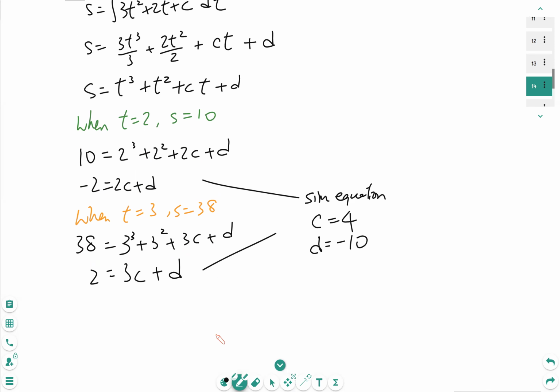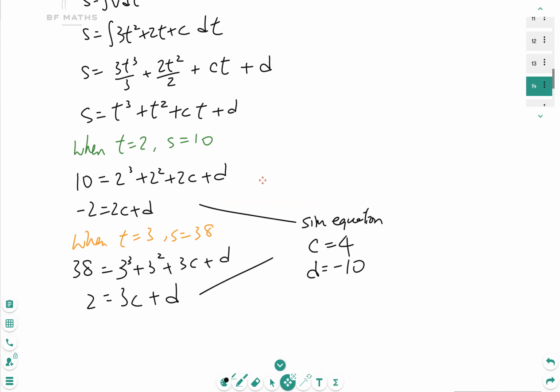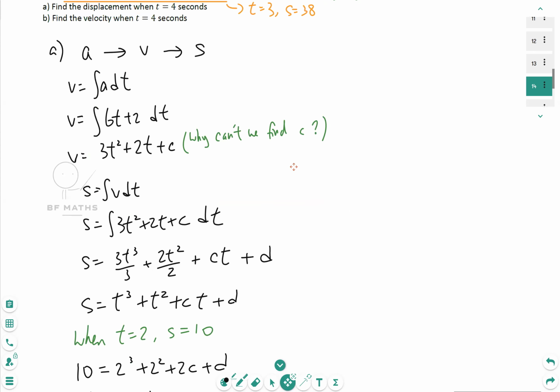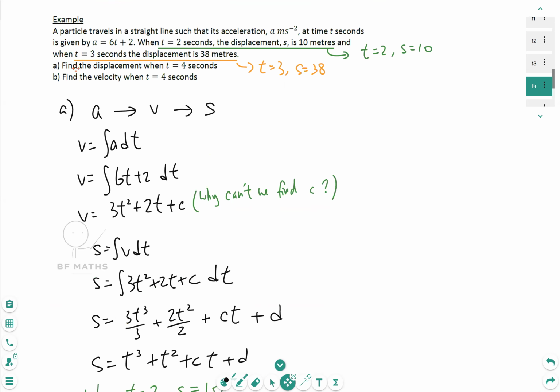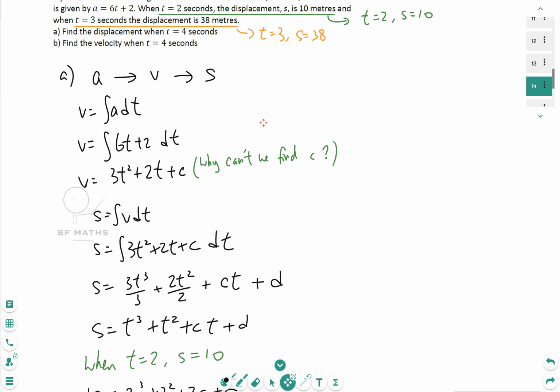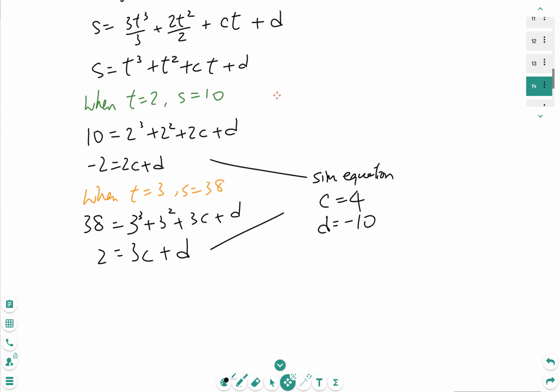Therefore, now what does the question ask? Now you've done so much working out. Let's read the question. When you're lost, or you forgot what you need to do, read the question again. The question wants to find the displacement when t equals 4. So the question wants displacement. Therefore, I think it makes sense to write the displacement formula again.